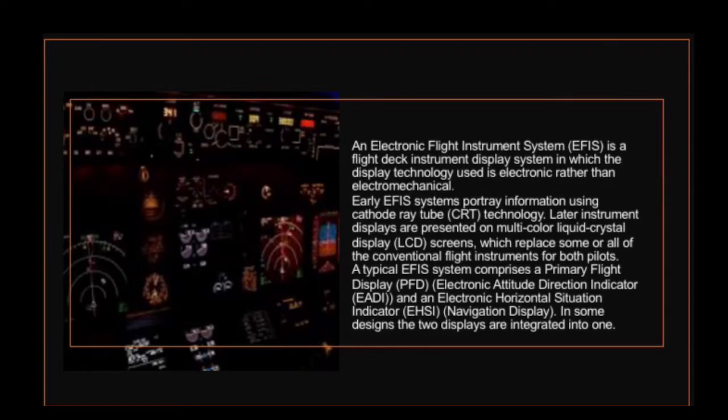A typical EFIS system comprises a primary flight display, PFD, an electronic attitude direction indicator, EADI, and an electronic horizontal situation indicator, EHSI, the navigation display. In some designs, the two displays are integrated into one. As you see in the photo is an example of a flight deck with the electronic flight information display.